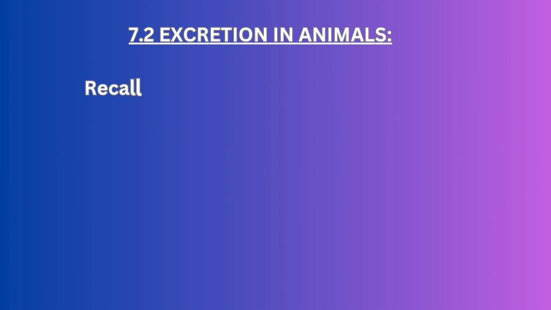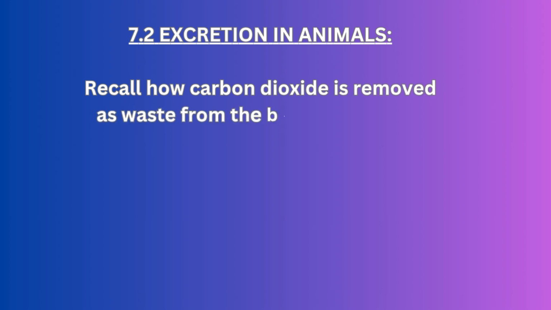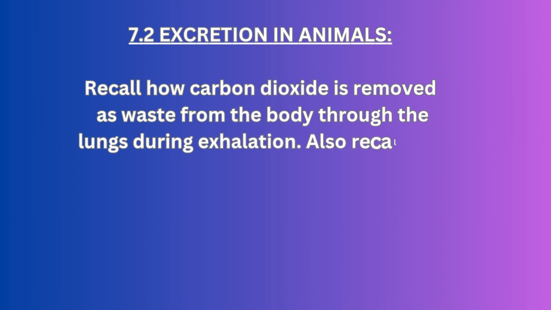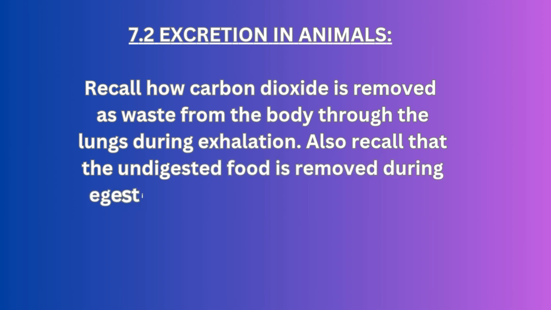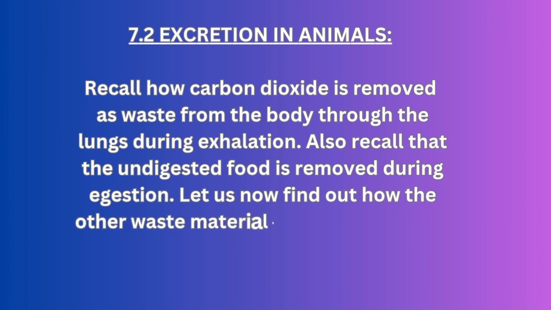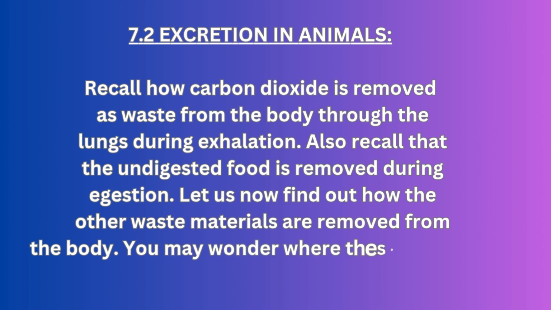7.2. Excretion in animals. Recall how carbon dioxide is removed as waste from the body through the lungs during exhalation. Also, recall that the undigested food is removed during egestion. Let us now find out how the other waste materials are removed from the body.